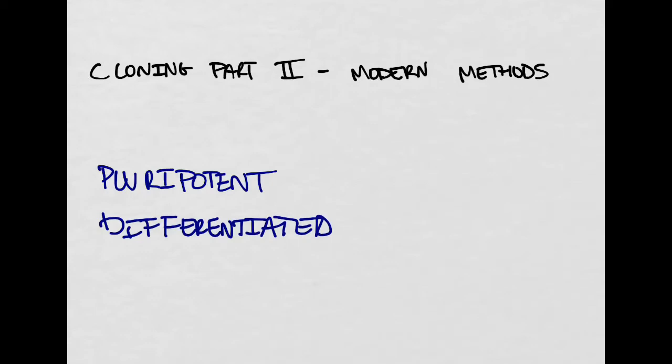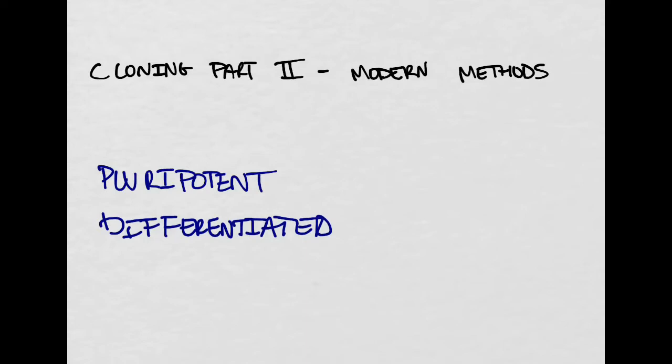Cloning Part 2, Modern Methods. In this screencast, I'm going to talk to you about how we can create a clone from differentiated cells. As you recall, last week Chang talked to you about pluripotent cells. So an embryo really early on in development can be split, or a cell can be plucked off of that embryo, and you can grow or clone a new organism from that early mass of cells.